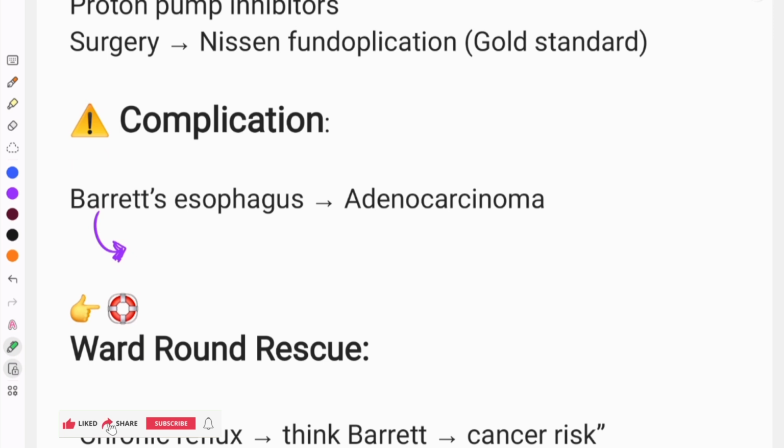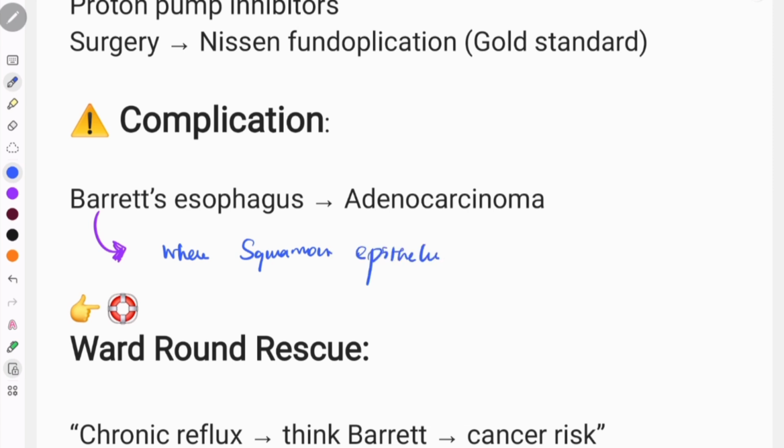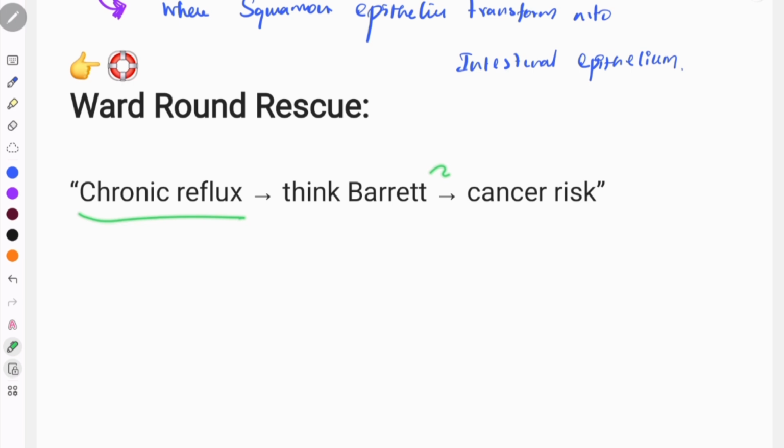When GERD persists for a long time, it leads to Barrett esophagus, a premalignant condition predisposing to adenocarcinoma, where squamous epithelium transforms into intestinal epithelium, which is asked many times in exams. When you see chronic reflux, think Barrett esophagus, which is a high risk for cancer, basically adenocarcinoma.